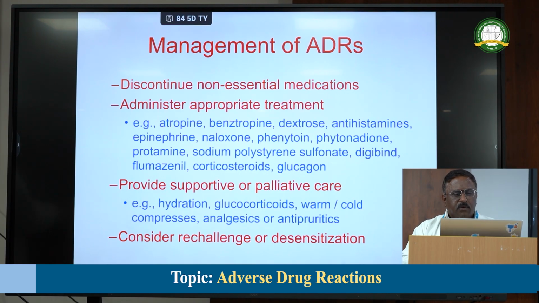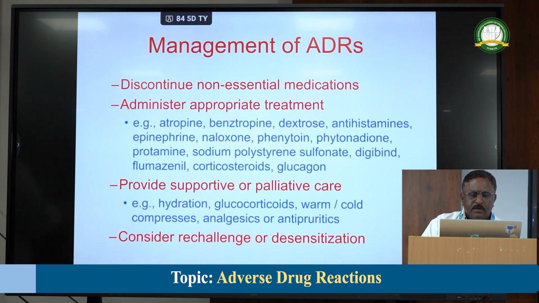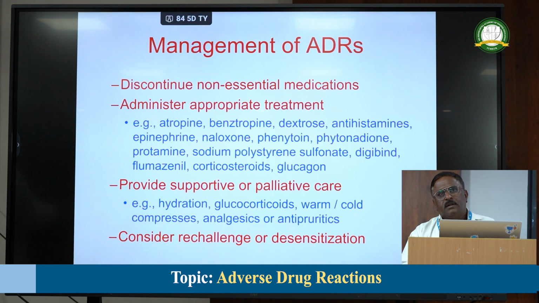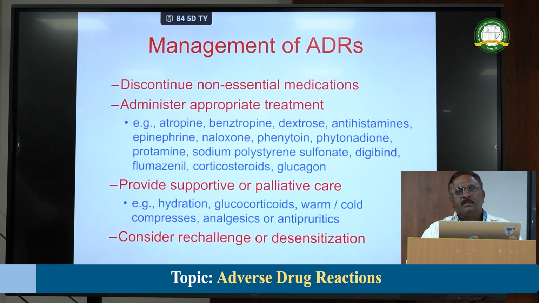Provide supportive or palliative care, like hydration, giving glucocorticoids, or cold or warm compression. Whenever required, you can use analgesics or antipyretics. In some incidents, we can identify whether the drug has caused adverse drug reactions or not. We have a process called re-challenging and de-challenging. De-challenging is where we stop the medication and see whether the reaction subsides. Re-challenging, many times we do not do because of ethical issues, where you reconsider giving the medication and see whether the reaction happens again.